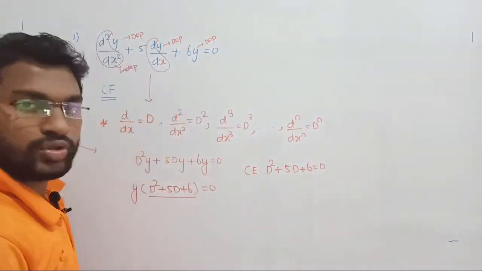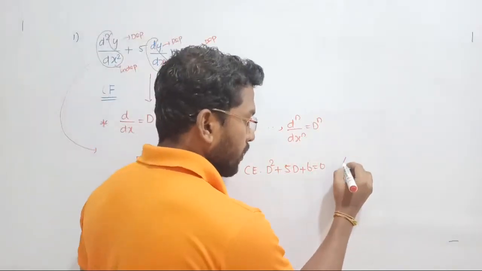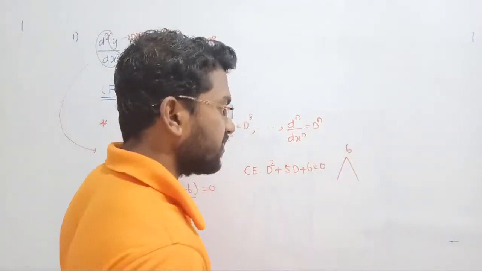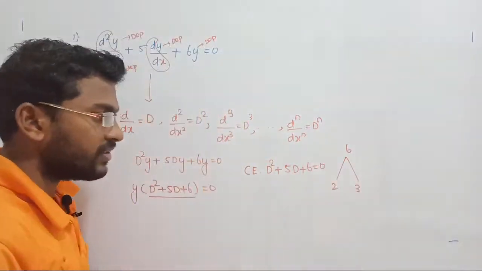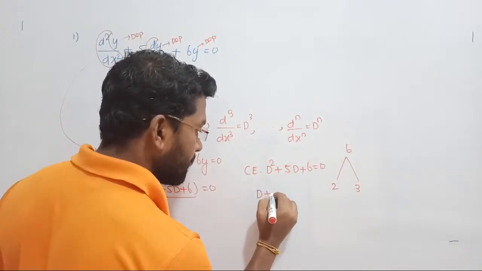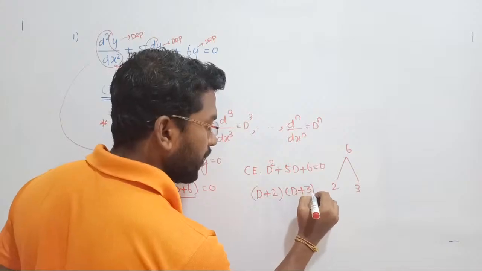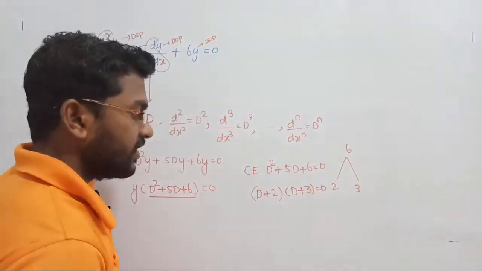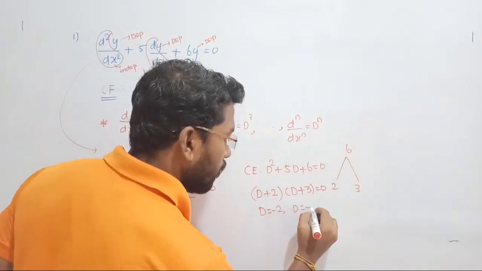Can you break these roots? I am just asking you, how will you break this one? Let us see. Product will be 6, addition will be 5. So 2 into 3 is 6, and 2 plus 3 gives you 5. So this function can be broken as (D plus 2) into (D plus 3) equal to 0. From this I can write D equal to minus 2, D equal to minus 3.